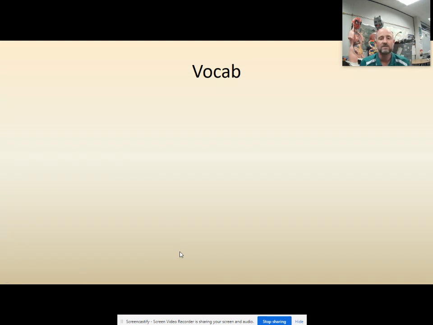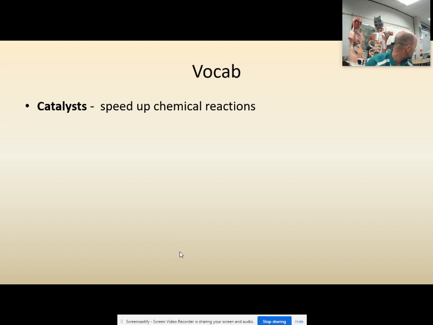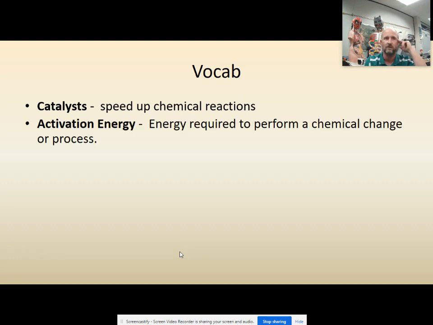This is the vocab I was talking about earlier. I would go back and just copy this down from the regular slideshow if I were you, but we'll go through them quick. A catalyst, this is going to speed up chemical reactions. Okay, so anything that speeds up a chemical reaction is a catalyst. I think you guys talked about that in chemistry probably quite a bit.